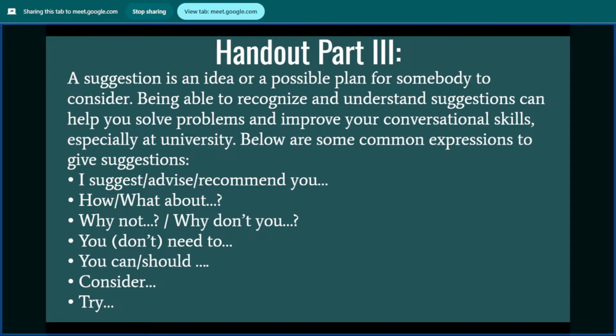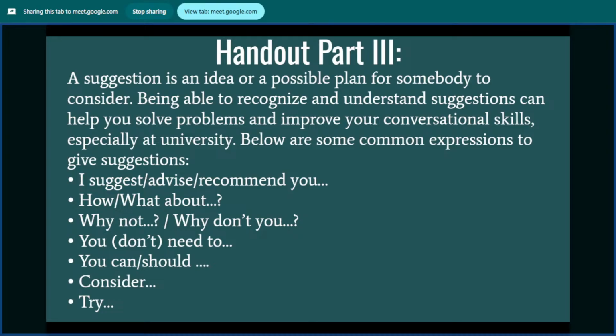Then how about you do this, or what about this particular topic? Why don't you go for this particular topic? Why don't you use this kind of research? That's how the professor will put forward his thoughts. Then, you need to do something, or you don't need to do something. For example, the receptionist could have told the student that you don't need to take an appointment. So we are saying something is not needed.